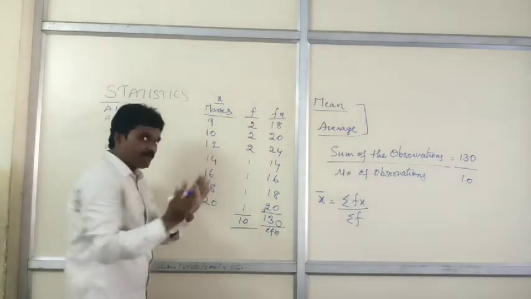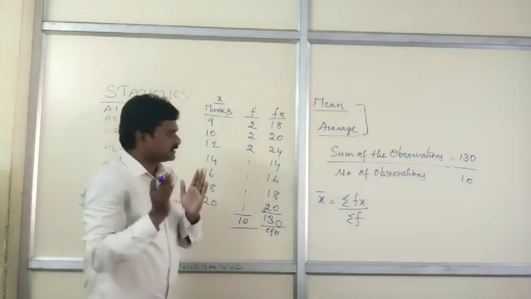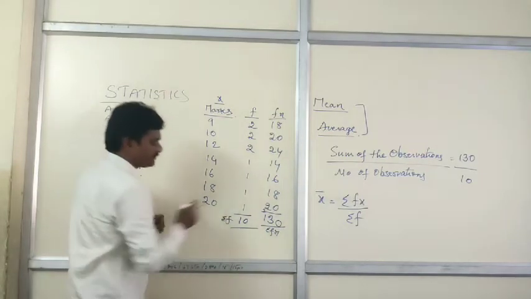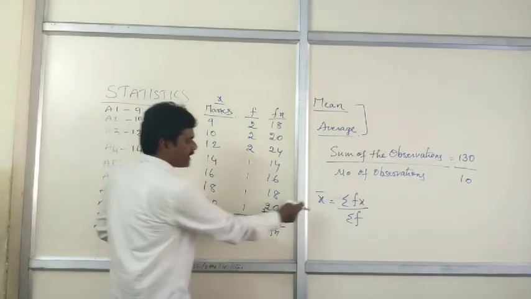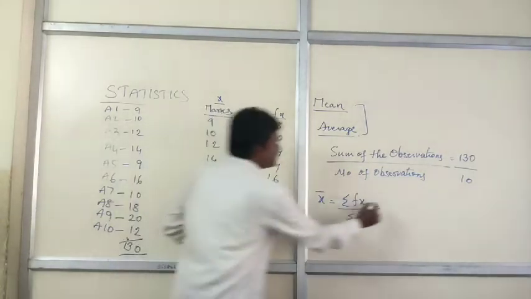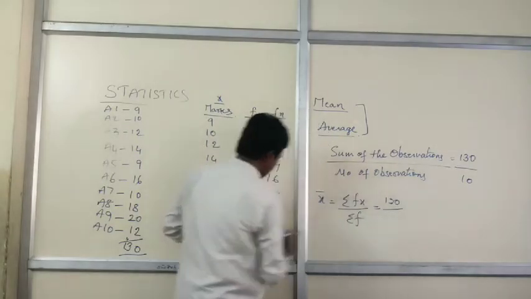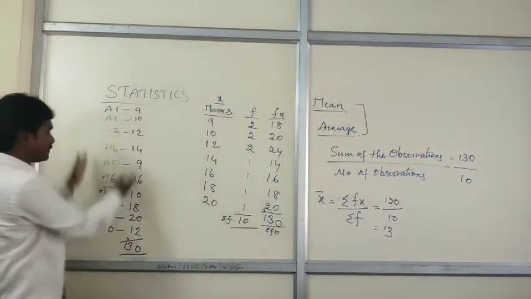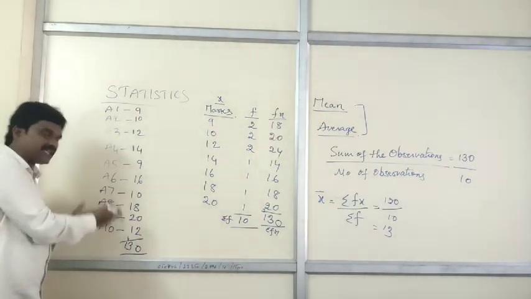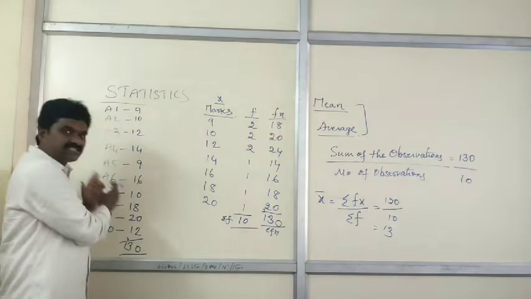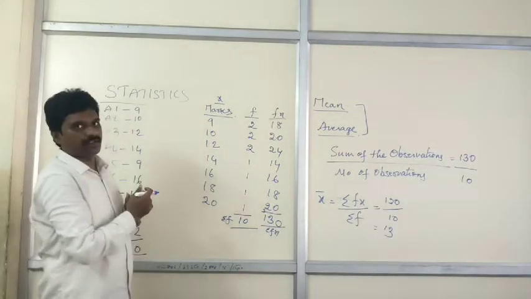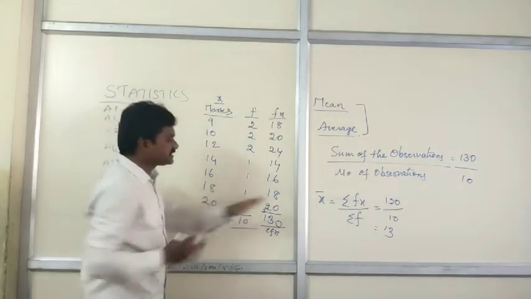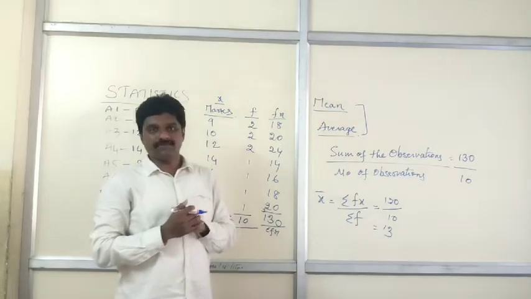Sigma means total. So sigma fx is 130, divided by sigma f, which is 10. So the answer is 13. In the previous example, we saw that the average is 13, and the data which is given has been converted into a frequency table. So that is sigma fx divided by sigma f.